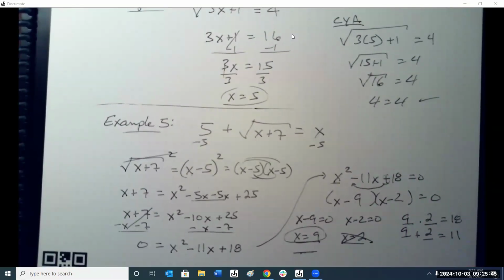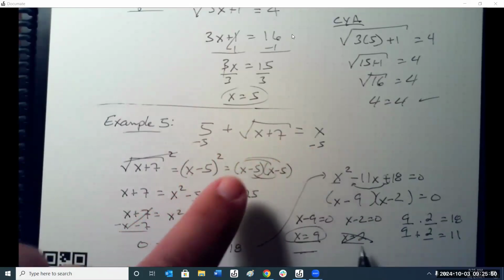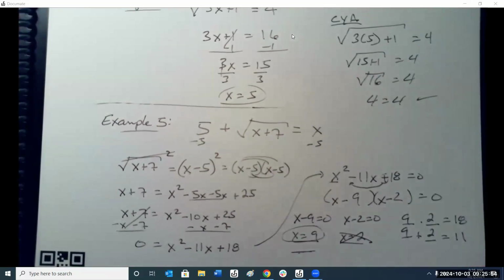So you have to check them. Anywhere I see an x, I put a 9 first off. Anywhere I see an x, I put a 2 in the second and see what happens there.